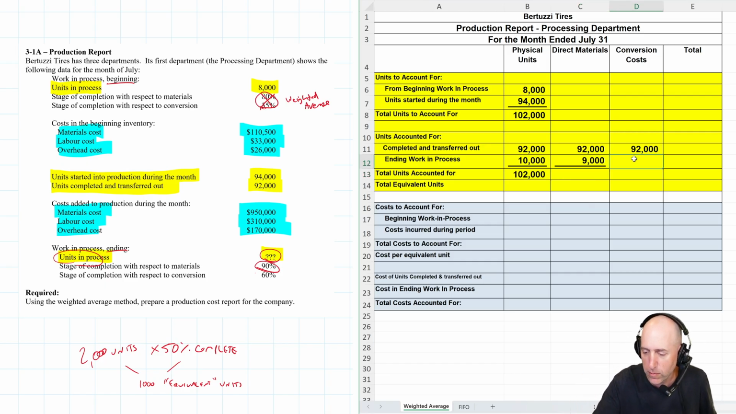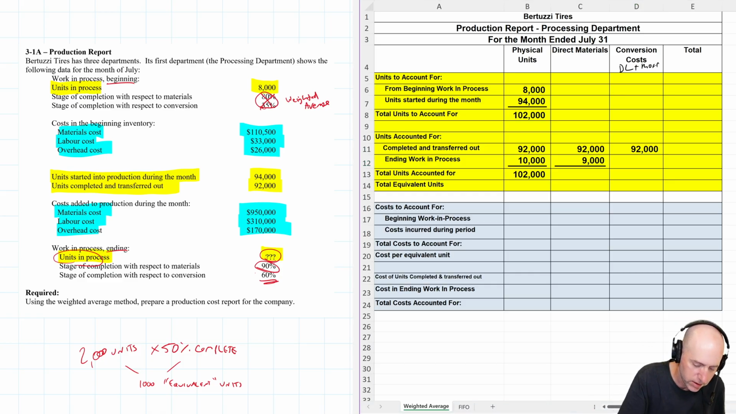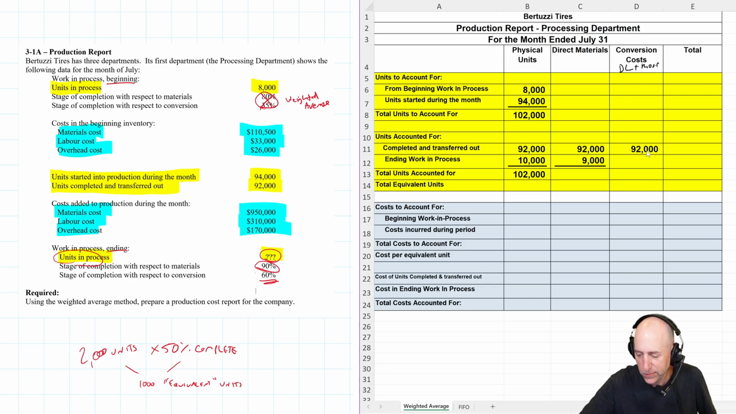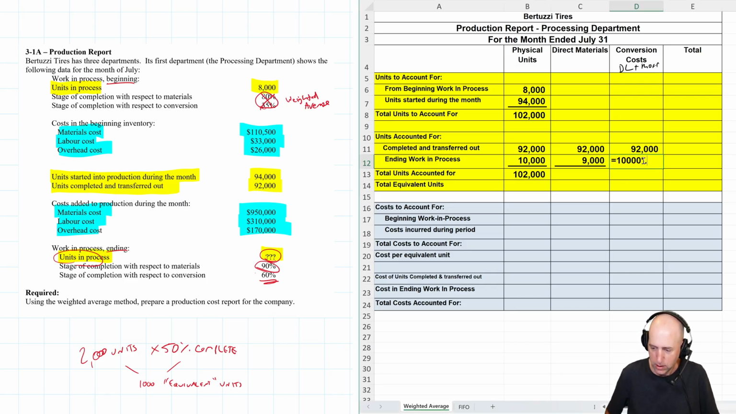For conversion, and remember, conversion is just labor plus overhead to give us our total, material, labor, and overhead. That's been a theme of our class. Our conversion here is 60%. So we have 10,000 units that are 60% complete. 10,000 times 60% is 6,000 units.